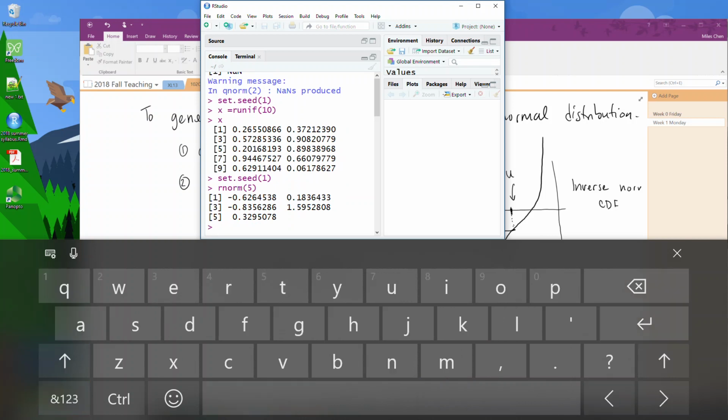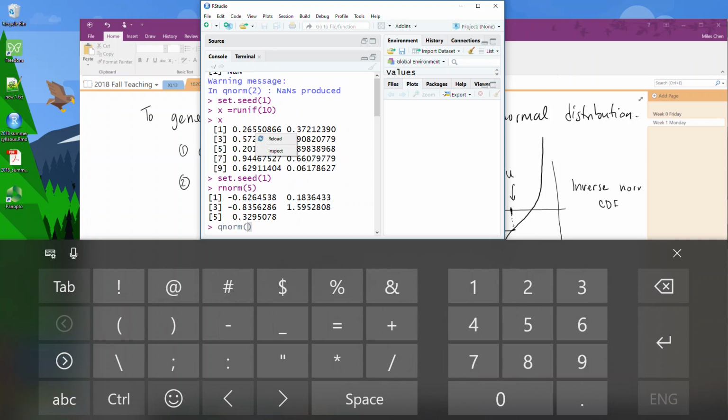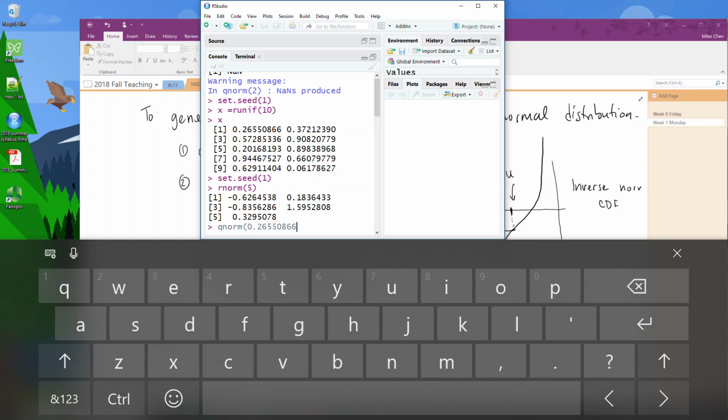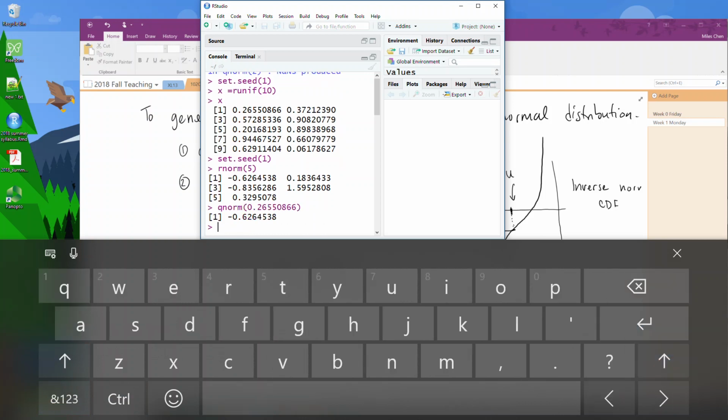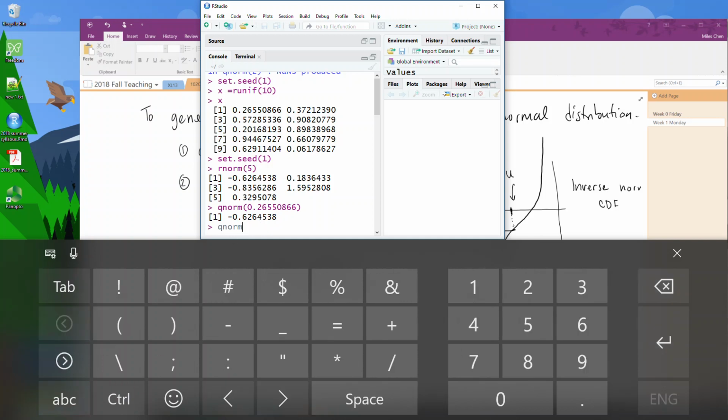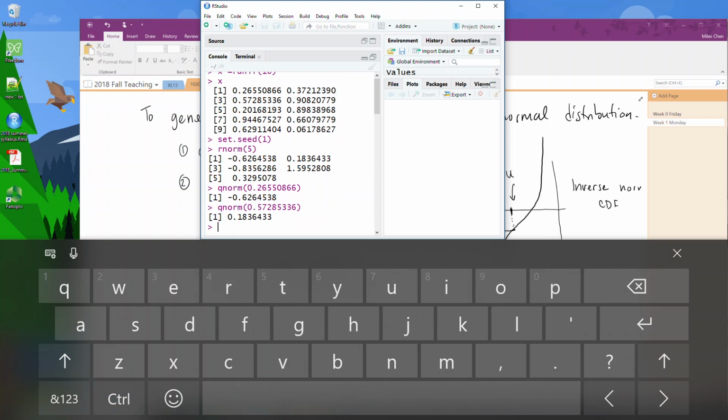I just want to show you that if I type in qnorm, which is the inverse CDF function, and highlight this, copy, and paste this number in here: if I take that random uniform value that I generated using runif and plug it into the inverse normal CDF function, I get the value that rnorm generated. And if I take the next value, and again, for whatever reason, R only uses the odd numbered ones, and I say qnorm of this value, I get the next value, 0.1836433.